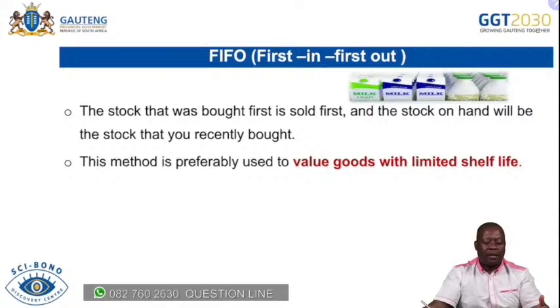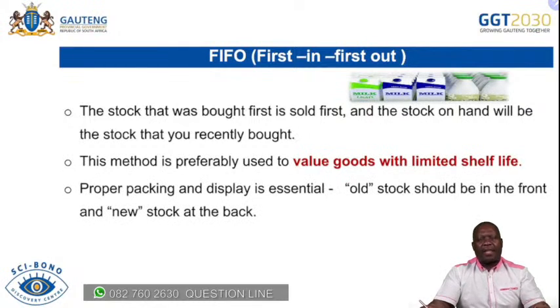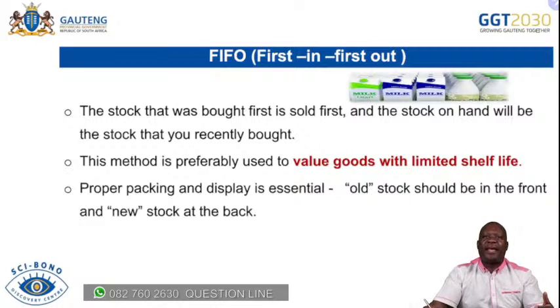They can easily be declared bad. And then proper packing and displaying is essential. Old stock should always be in front so that people can buy the old stock before they get to the new stock. That's why, when you get a job as a packer in a supermarket, they take you for a few courses so that you know how to display things so that customers can be in a position to buy things that were ordered first before they get to the new stock.